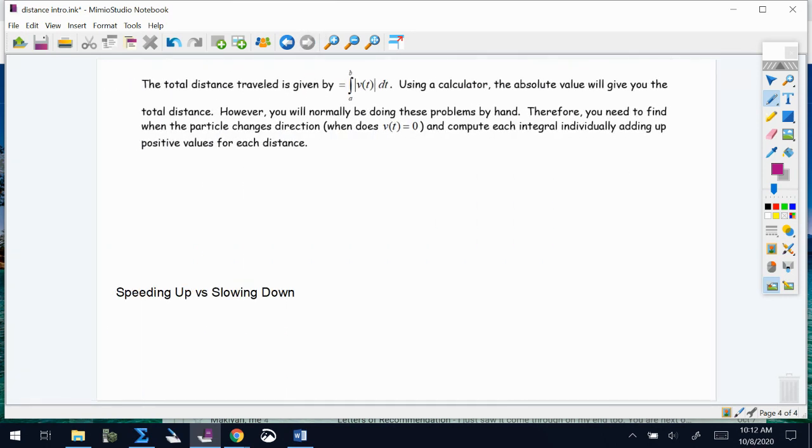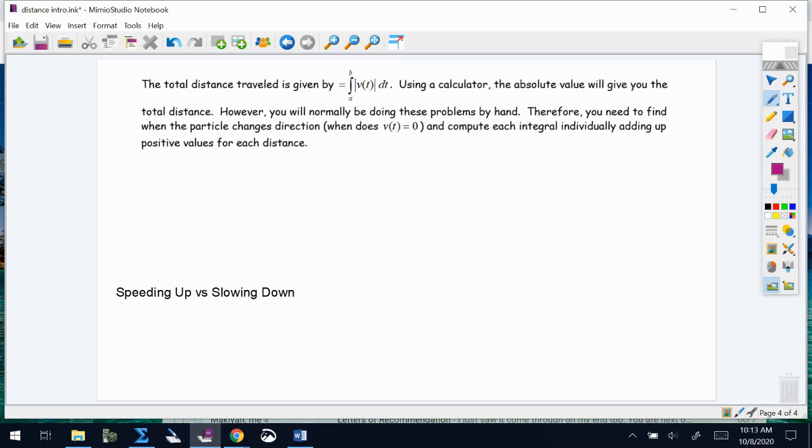When we're doing total distance, there's a couple ways to go about it. We're going to practice it a lot when we're together in class. This is just giving you some background. If you're allowed to use a calculator, you can use absolute value bars. When you integrate the absolute value of velocity, it will give you the total distance.